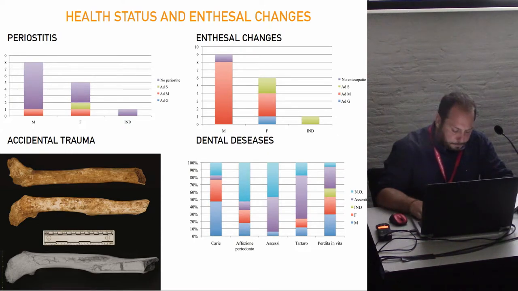accidental trauma. The study of the dental pathology showed a high number of caries, most of all in mature and adult males. Less common were tartar and teeth loss. This could suggest a significant use of complex carbohydrates and sugars, and therefore a diet richer in plants like sorghum and millets, with a normal consumption of meat and dairy products.